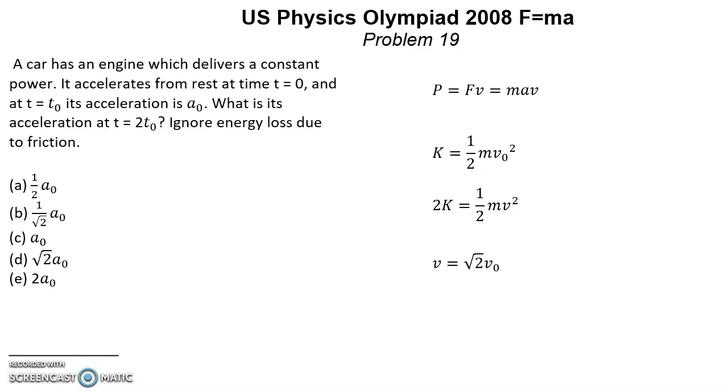And now, if we look at this expression, if we increase v by root 2 times, it means that our acceleration will decrease by the same factor. So finally we have acceleration a equals 1 over root 2 times a0. This is the B answer.